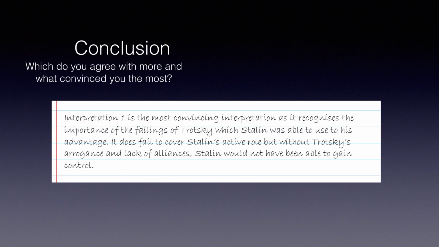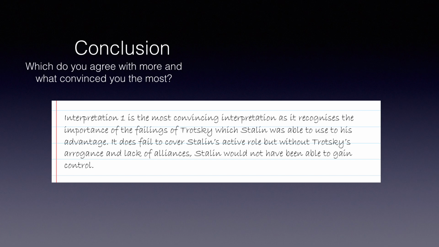Conclusions are always really tricky to do. So this is the one where you're talking about which one you agree with most and what's convinced you the most about it. Okay, so here we've got an example. Interpretation 1 is the most convincing interpretation as it recognises the importance of the failings of Trotsky, which Stalin was able to use to his advantage. It does fail to cover Stalin's active role, but without Trotsky's arrogance and lack of alliances, Stalin would not have been able to gain control.